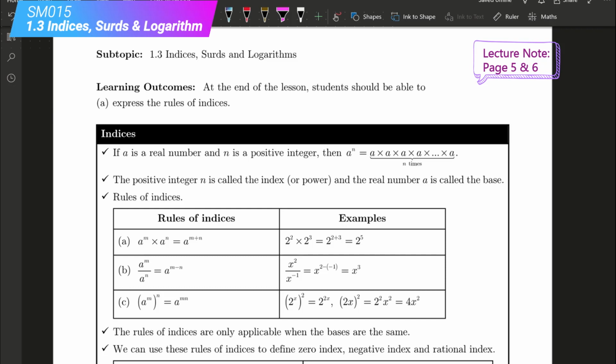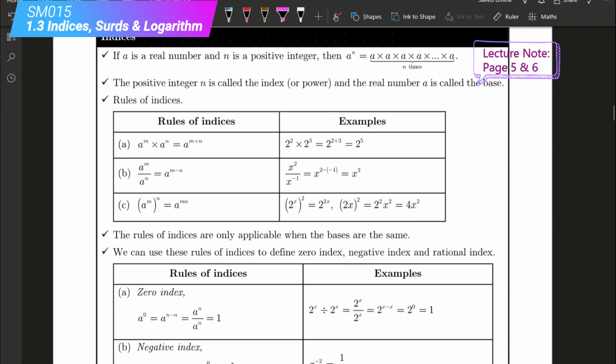So basically, there are 4 rules of indices that we need to know, which are for multiplying, dividing, raising a power to a power, and also the negative index. So we just need to focus on this one. Multiplying, dividing, raising a power to a power, and negative index. Okay, for multiply.